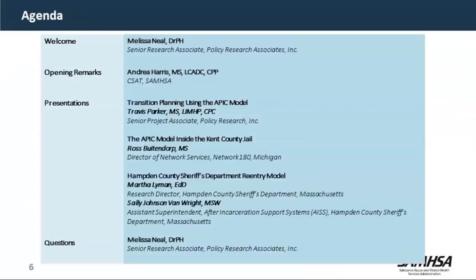So we have a great agenda for you today. We'll start with some opening remarks from SAMHSA, and then we'll move into a presentation about the APIC model if you're not familiar with it yet. And then we'll have presentations from two local sites who will describe how they're using components of the APIC model in their reentry programming. And as I said before, we'll conclude with some time for question and answer.